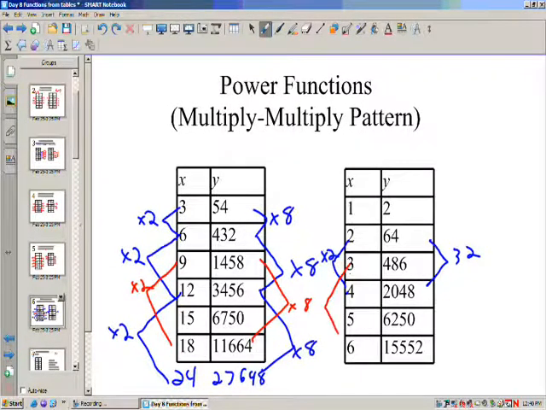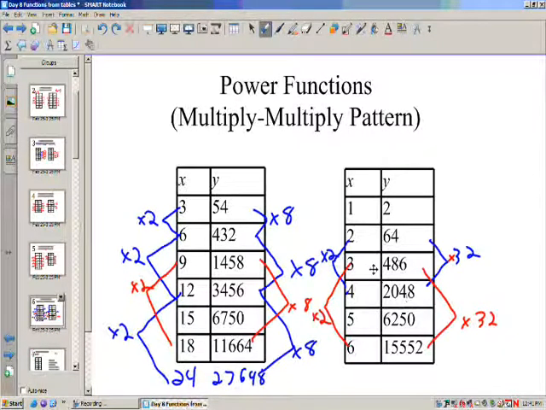But if I do 3 times 2, that should equal the same thing as 486 times 2. Wait. Nope, that's not true at all. 486 times 32, which is 15,552. So there's a multiply situation going on here.